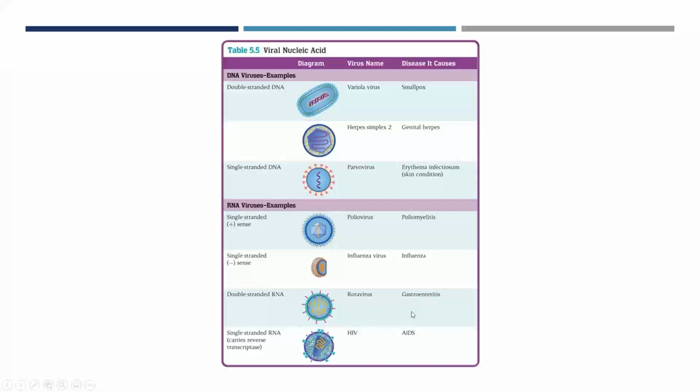You can have double-stranded RNA or single-stranded RNA, and in this case, the virus would also have enzymes to convert it to DNA. These enzymes are known as reverse transcriptase, so they can take the RNA molecule and read it backwards, basically, and convert it to DNA.